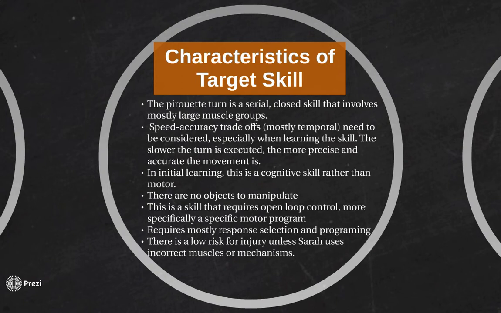It requires mostly response selection and programming. The stimulus, we could argue, is the music, should she be dancing, but there's not as much of a stimulus as, say, a batter hitting a baseball. The ball's coming towards him, that's his stimulus. In dance, it's more about deciding the skill you're going to be executing, how you're going to select the response to the skill you're executing, and making your body execute that skill. So there's not as much of a stimulus involved in this kind of skill.